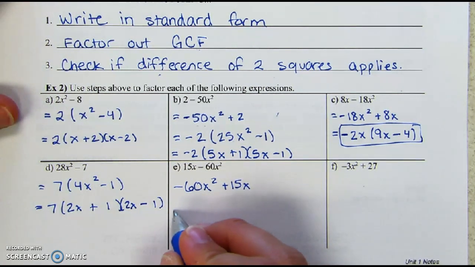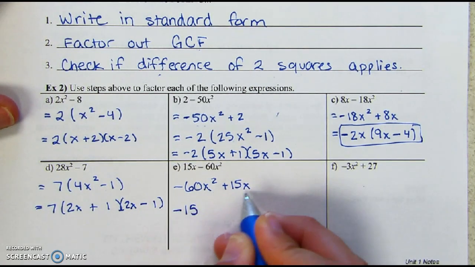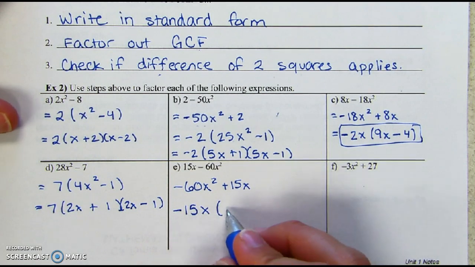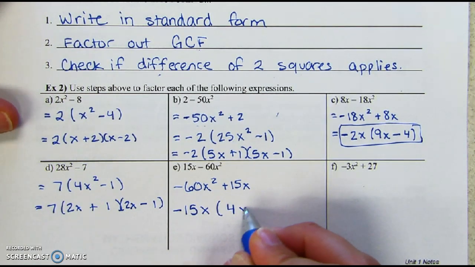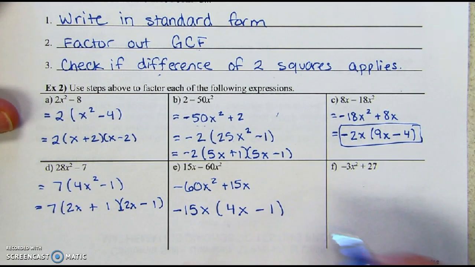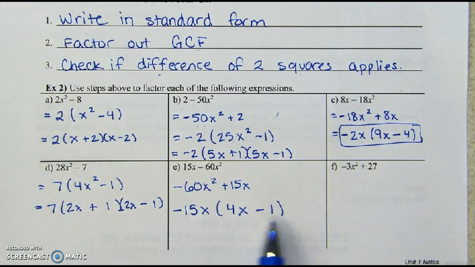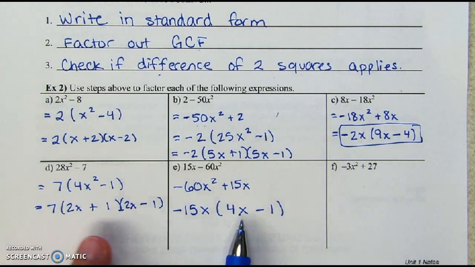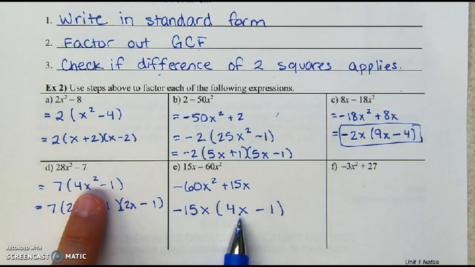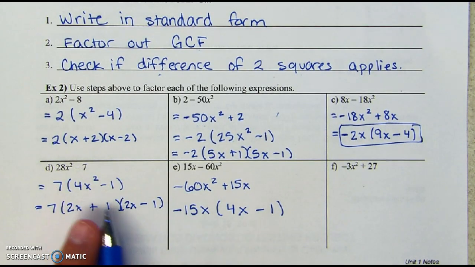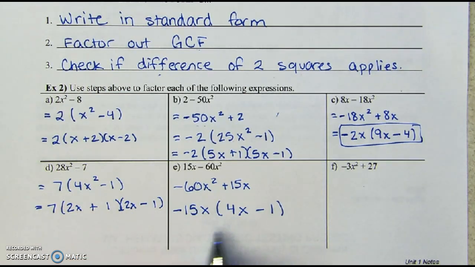Greatest common factor, 15x. Is there an x in both of them? Negative 15x, okay. Let's see here, 4 plus negative 1. Okay, we wrote it in standard form. We took out the greatest common factor. Is this a difference of two squares? No. Why not? What's the difference between this and this? This one had the square, so we are allowed to factor again. This one does not, so we're done.